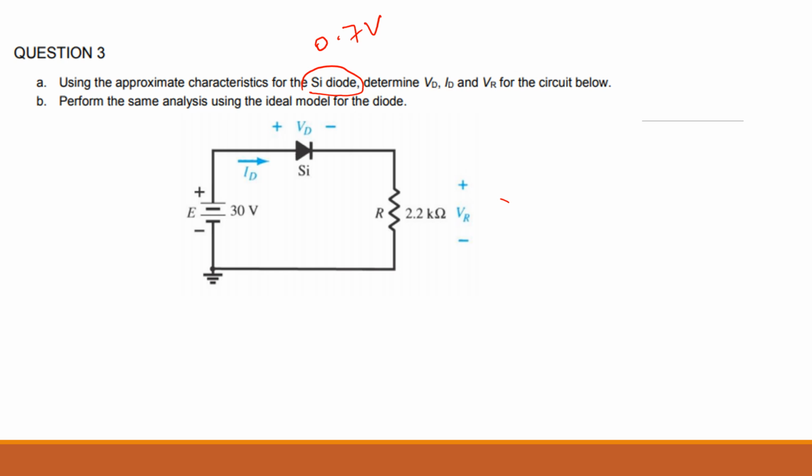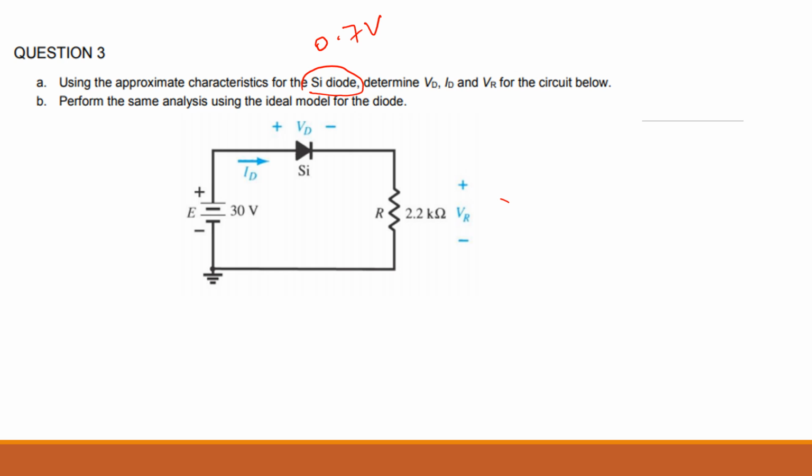Okay, so let's do part A. The only thing that you need to know is there is a voltage drop. VD is 0.7. Why is it 0.7? Because it is a silicon diode. Am I right? The rest, all the equations that you normally apply, KVL, KCL, everything will be the same. So they are asking you to find these unknowns.